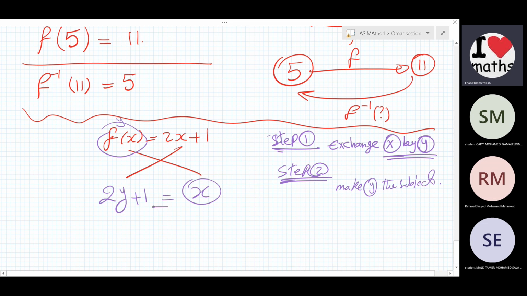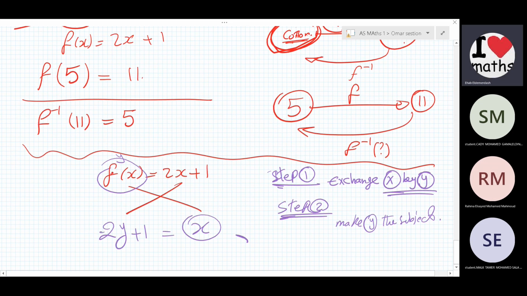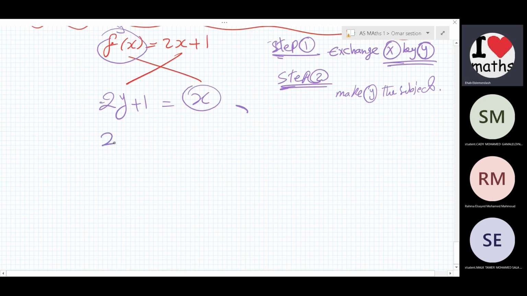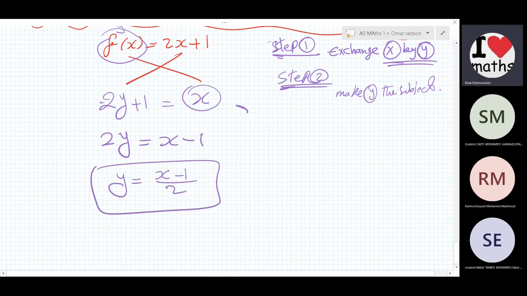So I'll take the 1 and try to make y the subject. I will take 1 to the other side. So it's 2y, I'll go through it as follows: 2y is equal to x minus 1. And then y itself will be x minus 1 over 2. So I get the value of y as x minus 1 over 2. Am I clear on that?